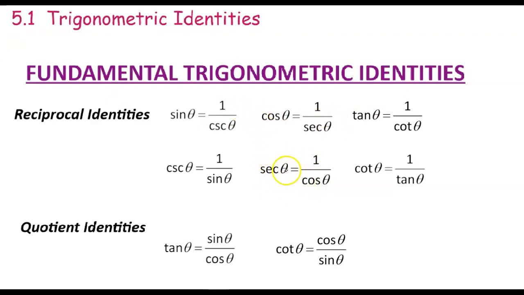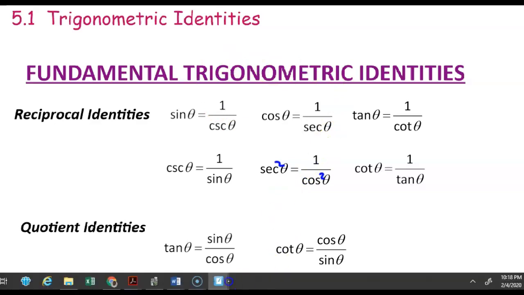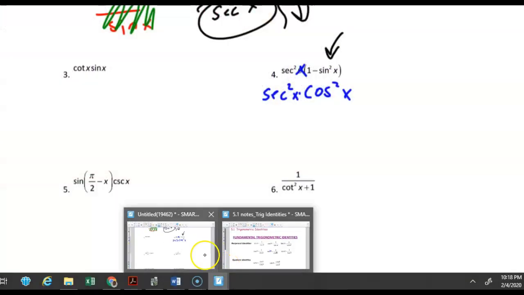See how secant of theta equals 1 over cosine? Well, if I had secant squared of theta, that's the same thing as 1 over cosine squared of theta. The power still applies. Don't get freaked out. So secant squared of theta equals 1 over cosine squared of theta. You can do this. I'm telling you, you can do this. You just gotta practice.